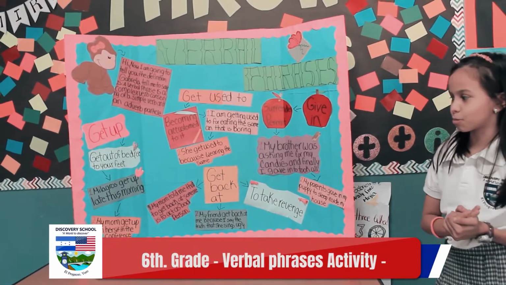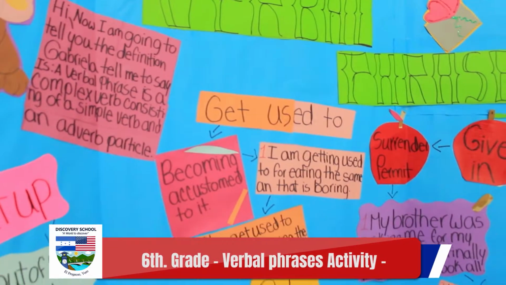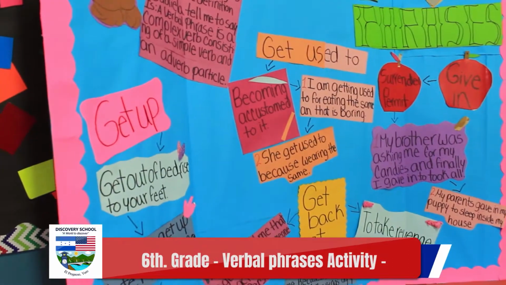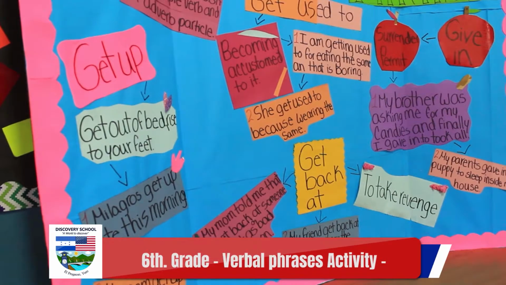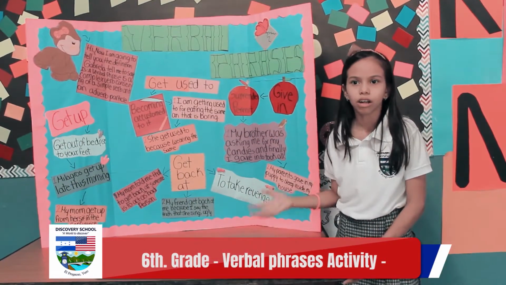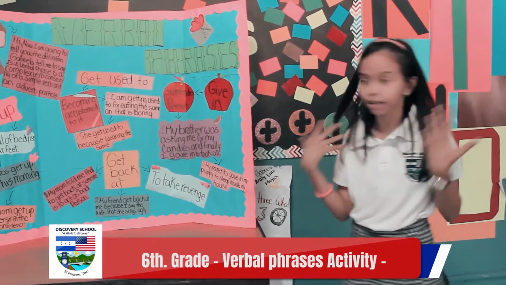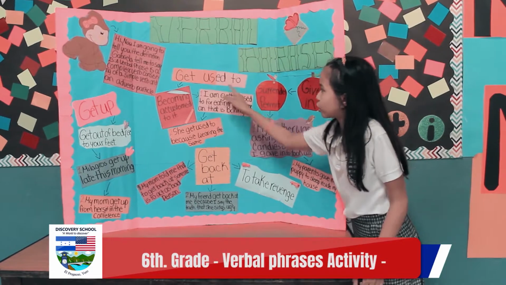Milagros got up late this morning. The second example is, my mom got up from her seat in the conference. This example of get up is to leave a place or to get up from a bed in the morning. And the second verbal phrase is get used to.